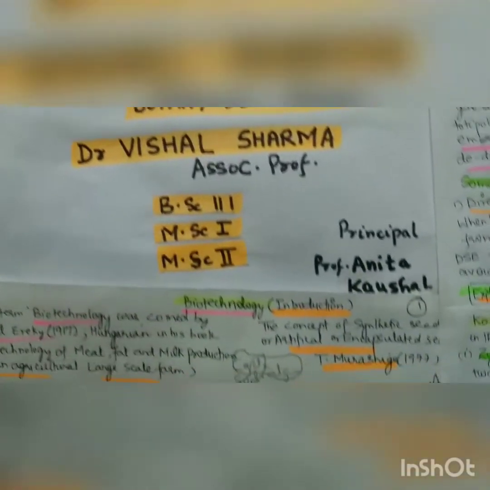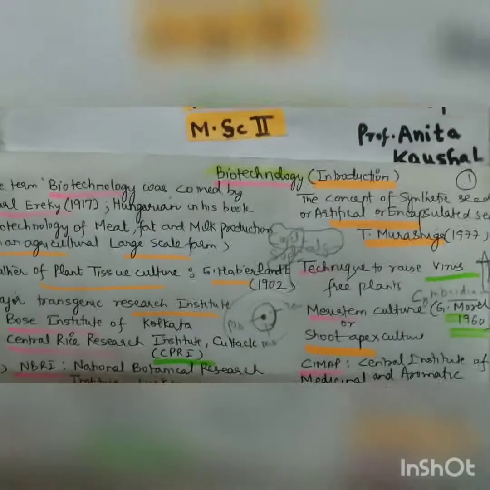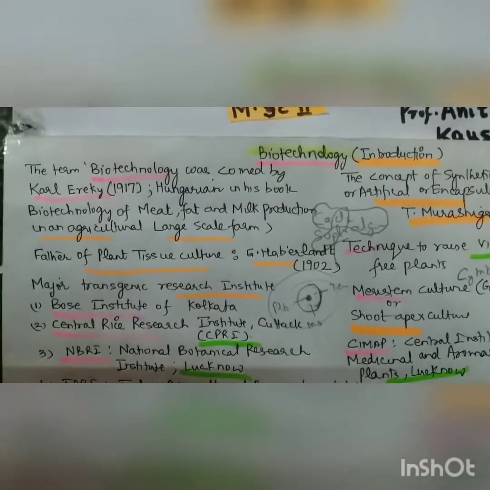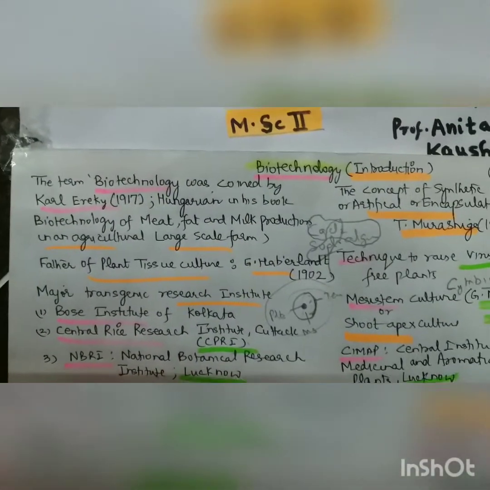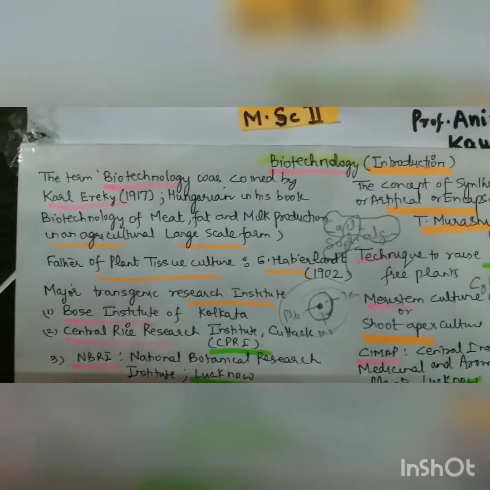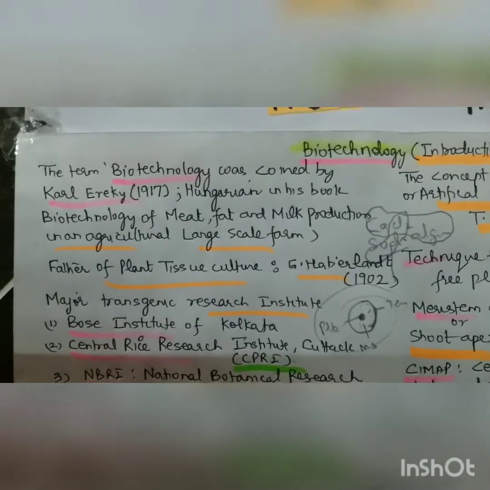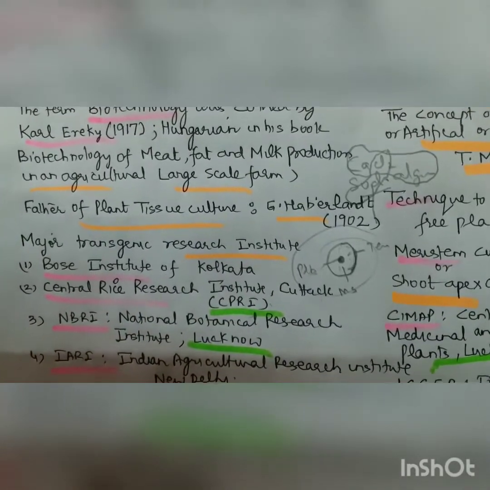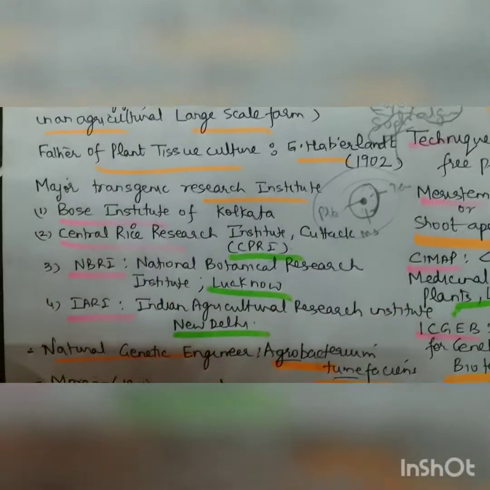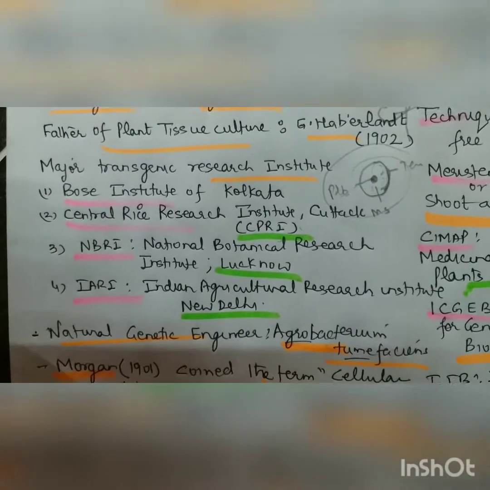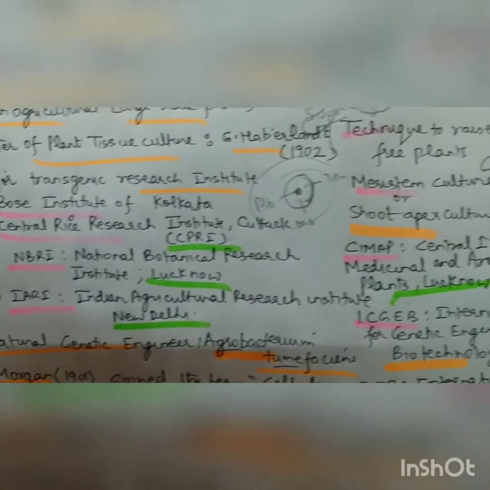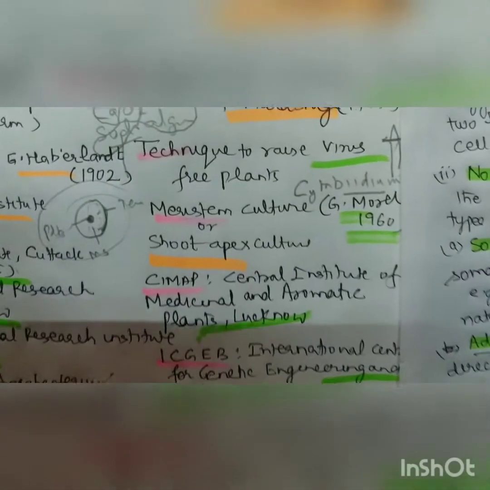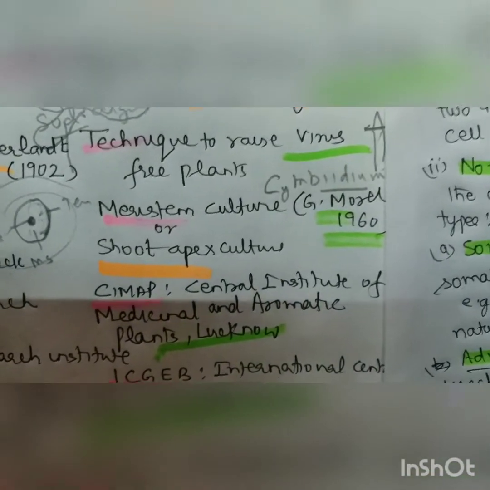I just want to revise. Yesterday we did what is biotechnology. It is the manipulation using the bio-organisms. Carl Ereky gave its name. The father of tissue culture is G. Haberlandt. And these are the institutes. And the technique to raise virus-free plants is meristem culture, given by G. Morel in Cymbidium, that is orchids.